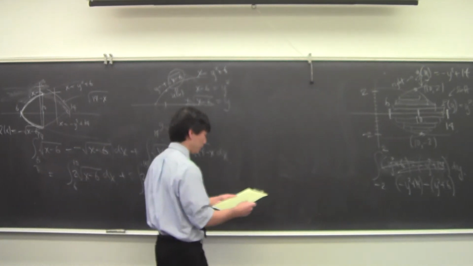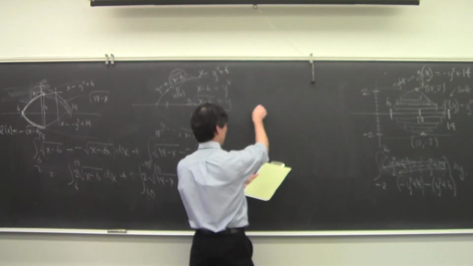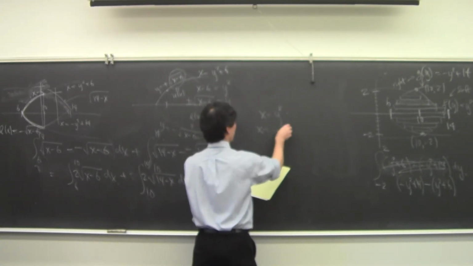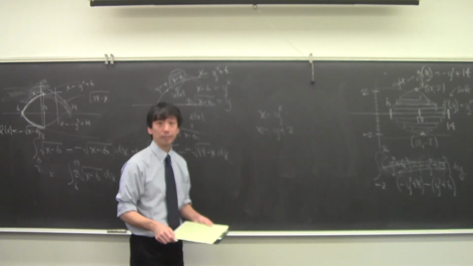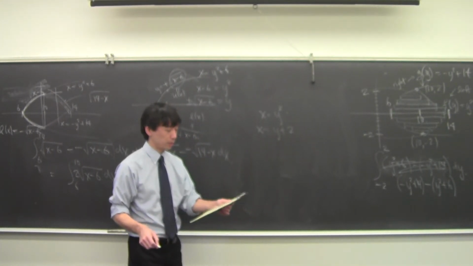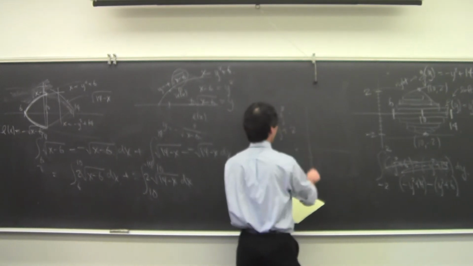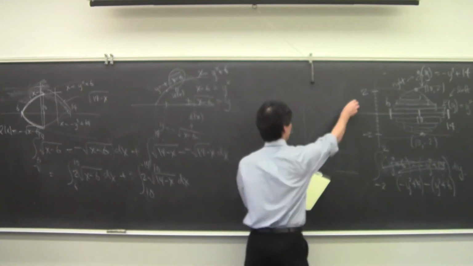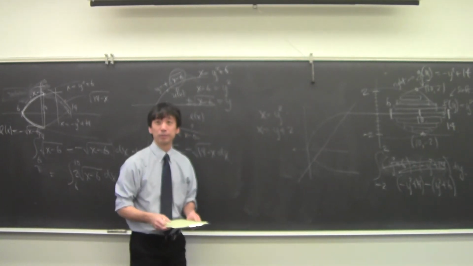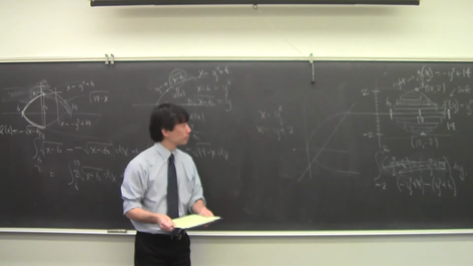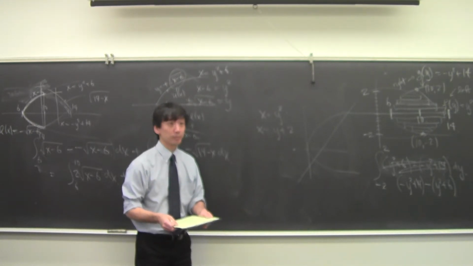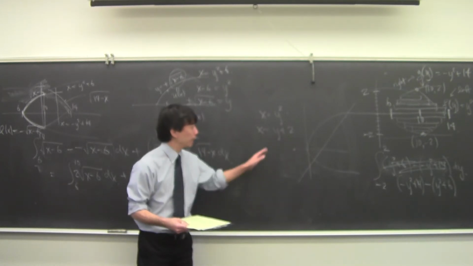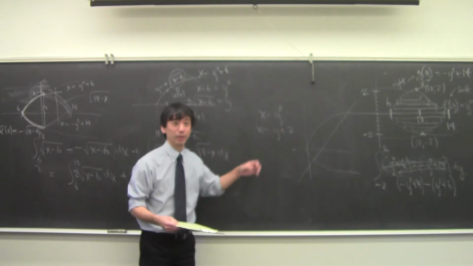Okay, one last example. X equals y squared and x equals y plus 2. So you have a parabola, right? And you have a line. Okay. So take a minute and write down an integral to evaluate this.